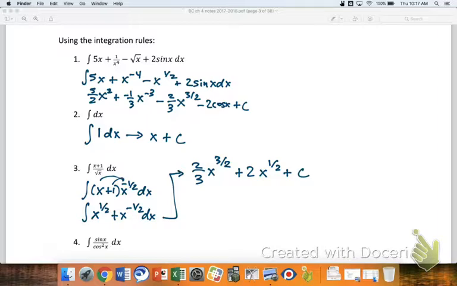This does take some adjusting. We've been doing derivatives so far this year, and this is antiderivatives. Obviously it's different. Okay, I think we'll do one more here.